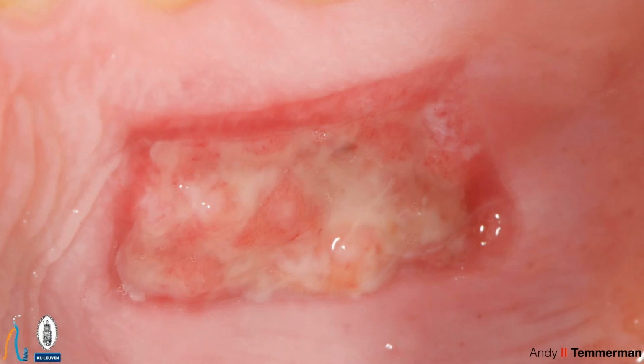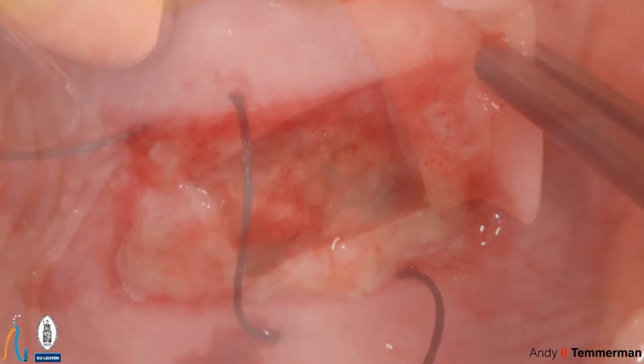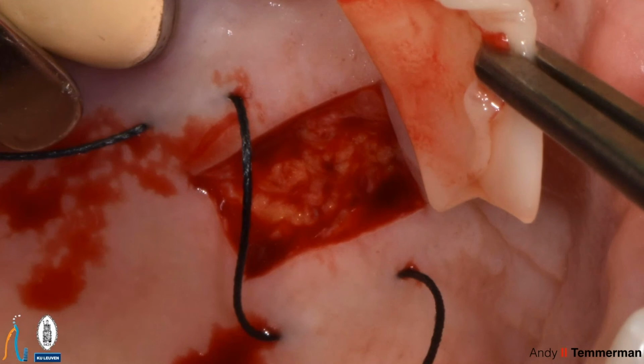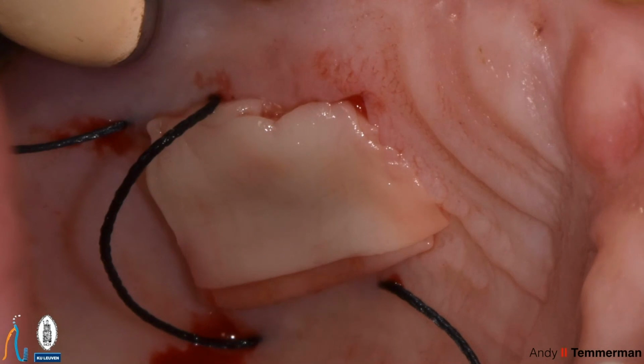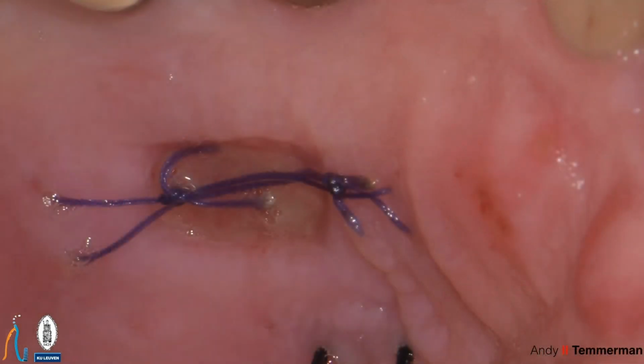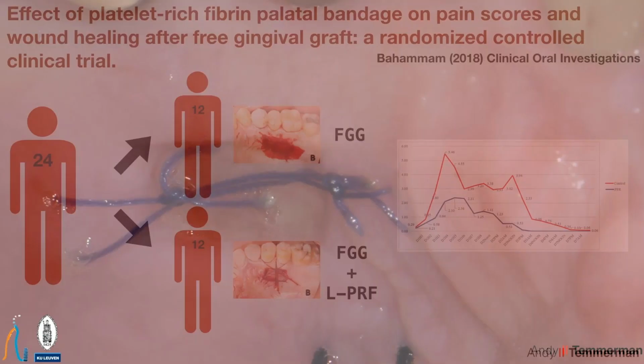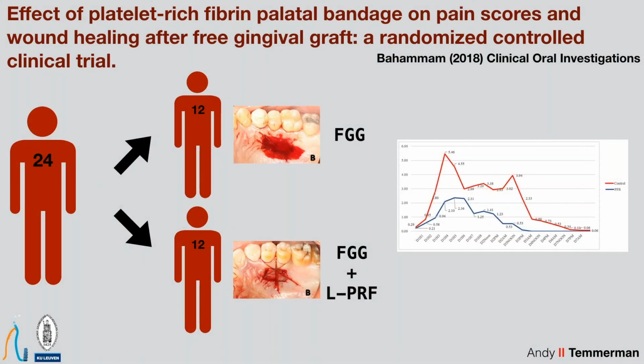Well, of course, that would be an advantage. So do we do this? Yes, we do this on a regular basis. So here you can see a free gingival graft. We put PRF on top like this. It's just a normal suture, and this is the healing you end up with after just 2 to 3 days. And there is quite some evidence to support this. This is just one study.